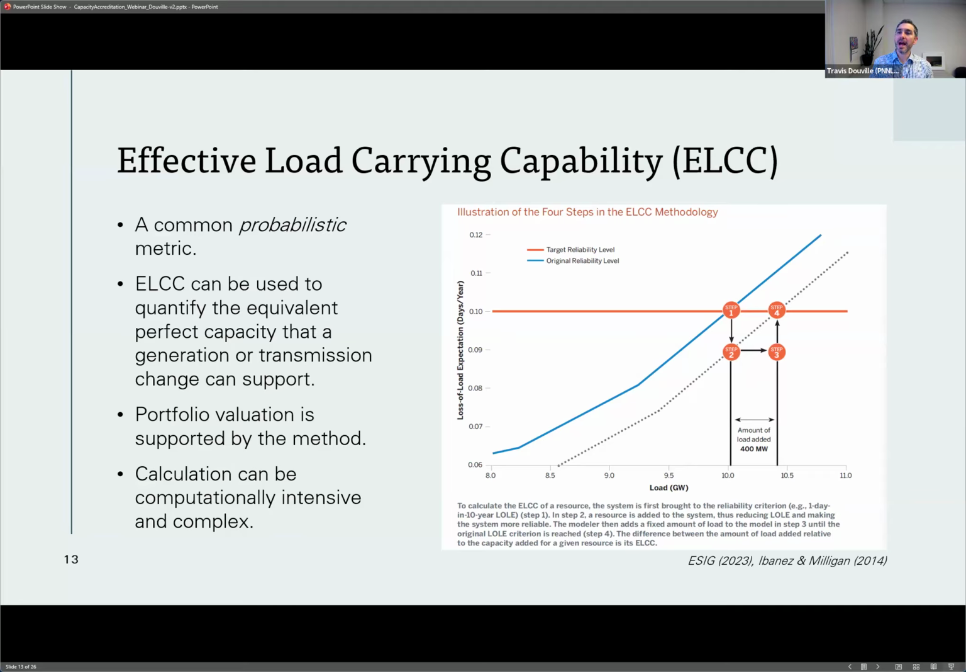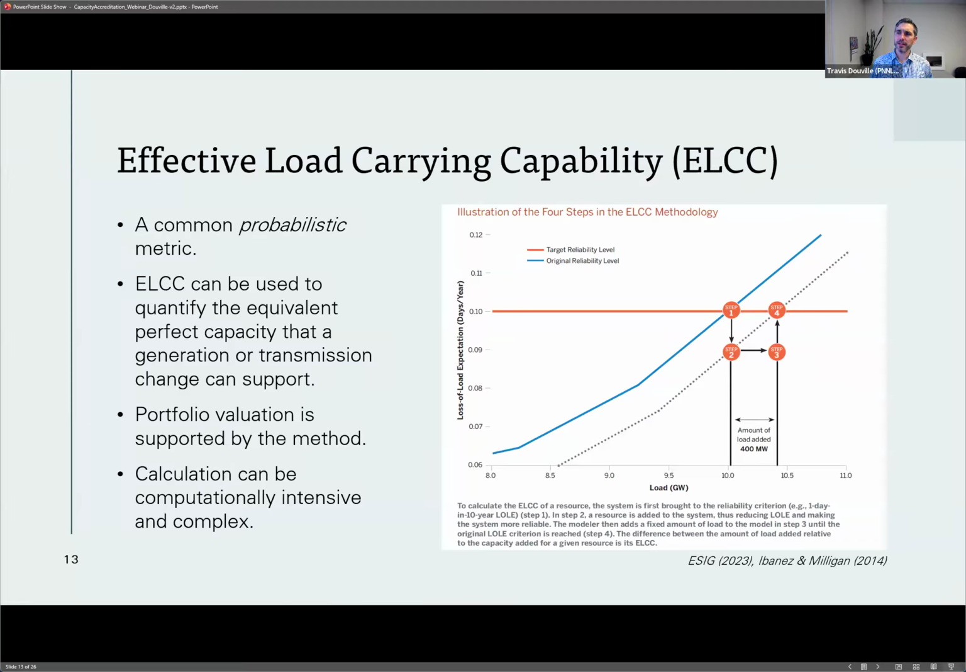In step 2, one adds the change that is being considered to the generation or transmission mix, or both, and this will bring the system to a different loss of load expectancy level. If one is adding generation or transmission, generally you would expect the system will become more adequate, more reliable. You've added more things to it. And then in step 1, so generally, as in this diagram, we're stepping down on the y-axis.